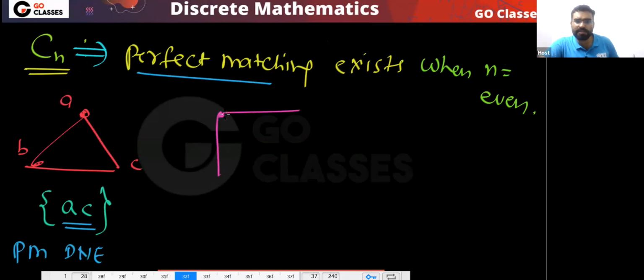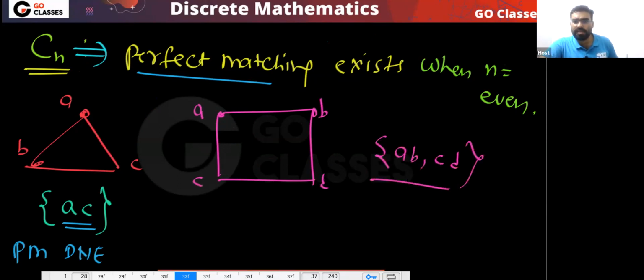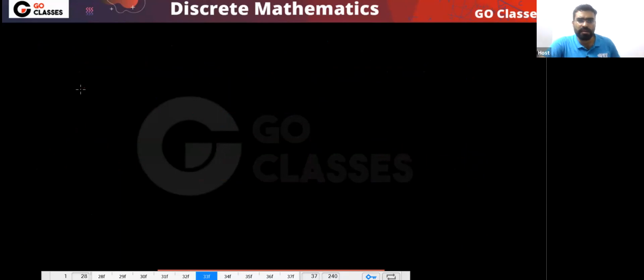And here the perfect matching will exist. If you have C4, like A, B, C, D, you can take AB, comma, CD, and this is your perfect matching. Okay, this is the idea. Let's take one more example to understand this matching concept.